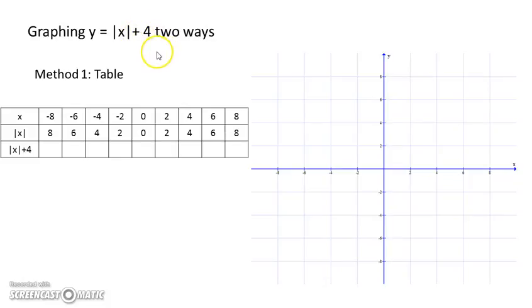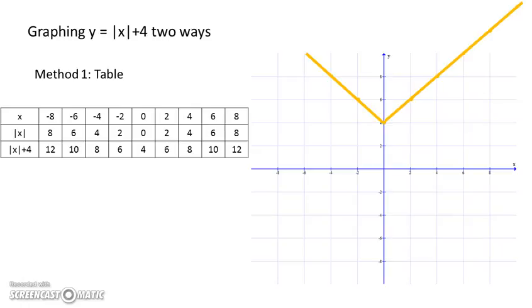The plus 4 is out the front of the brackets. So we take our values of x, we take their absolute values, then we add 4 to them, and now we can plot those points, and there's our new function. And hopefully, again, we'll do this in an easier way.